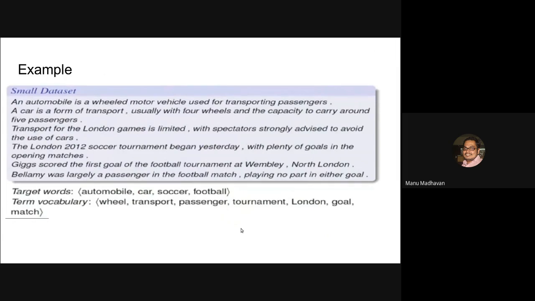For example, you can take a small data set, a dummy data set, and we are taking target words: automobile, car, soccer, and football. Okay, this is an exercise. You can see you have a small data set with each with 9 or 10 sentences, and we are considering the following vocabulary: wheel, transport, passenger, tournament, London, goal, and match. Our objective is to represent these vocabulary terms based on the context, the target words: automobile, car, soccer, and football.